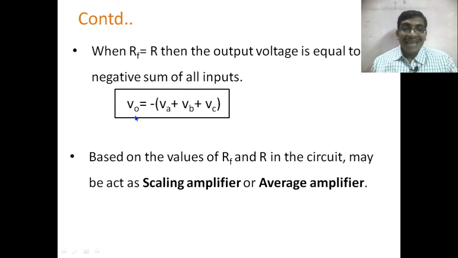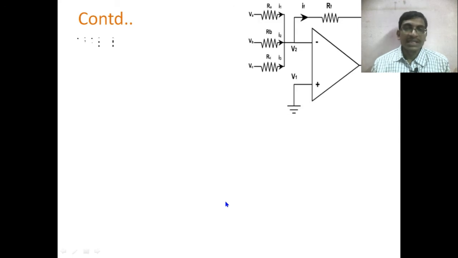Because it is the inverting summer, the output is the negative sum of all three input voltages. But the summer amplifier or adder amplifier can be converted into the scaling amplifier or average amplifier. How it will be, we will see next.